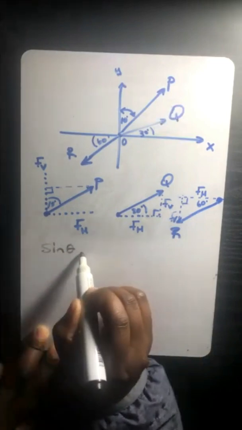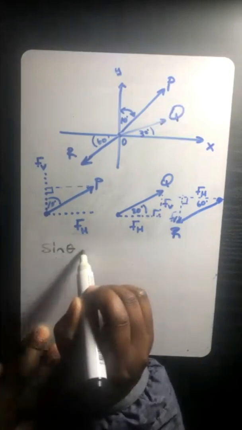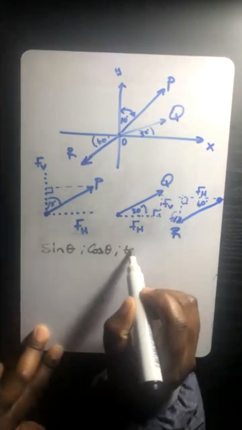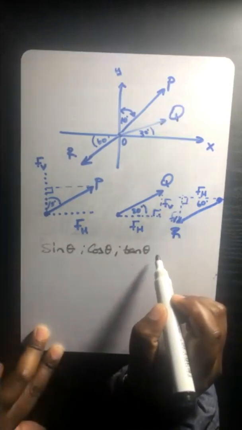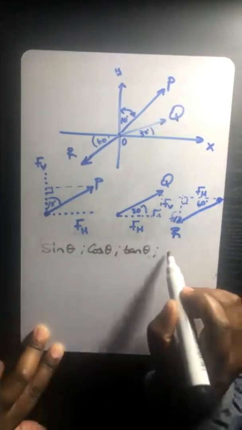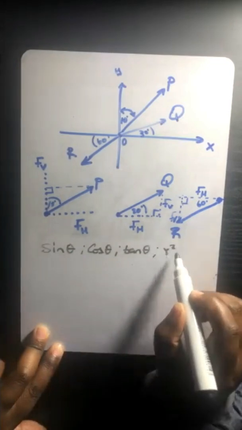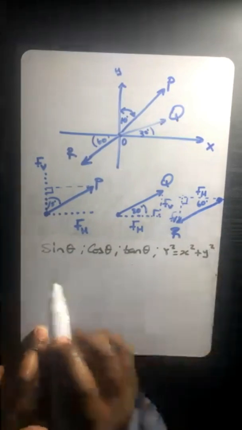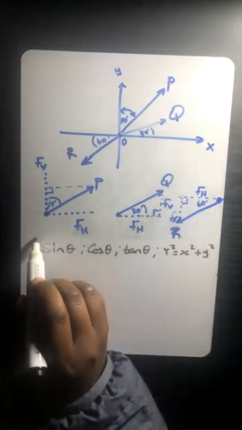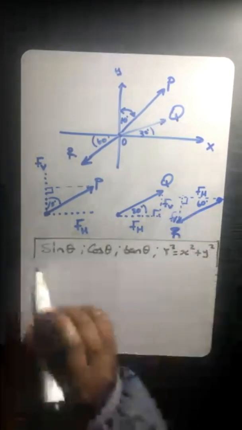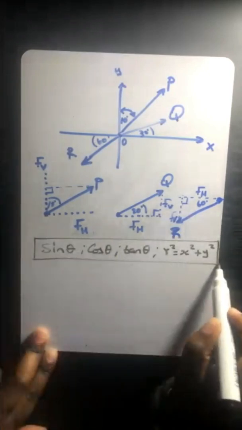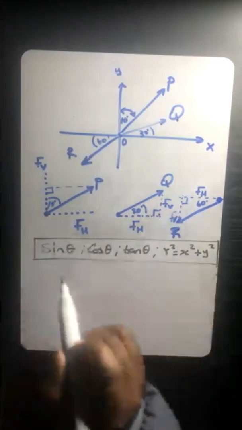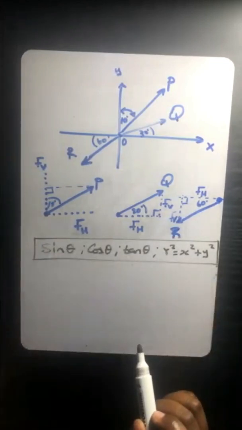Sine angle, it might be useful there. Cos angle might also be useful. Tan angle might also be useful. And again, your theorem of Pythagoras: r squared is equal to x squared plus y squared. So these are the tools that we need to have when we are dealing with this type of problem. Just make sure that you have all of these tools because you might need to use them.